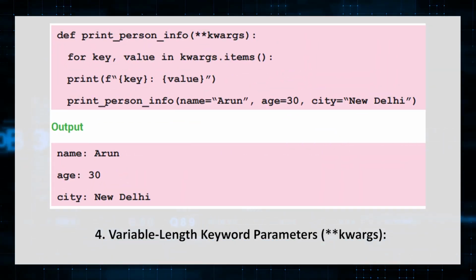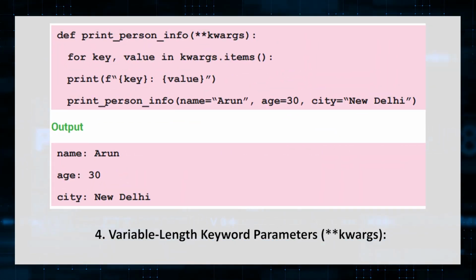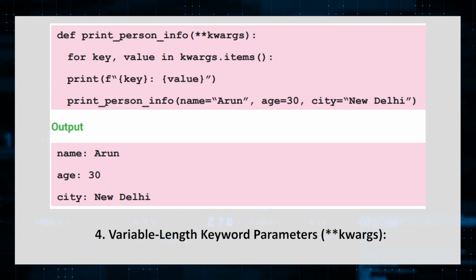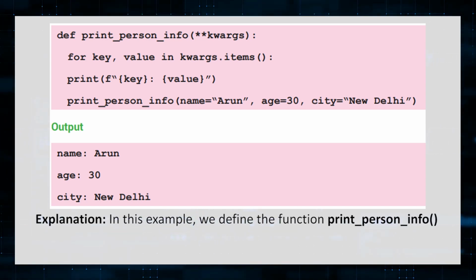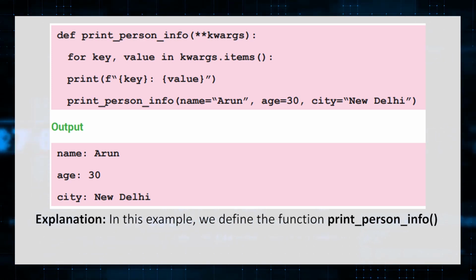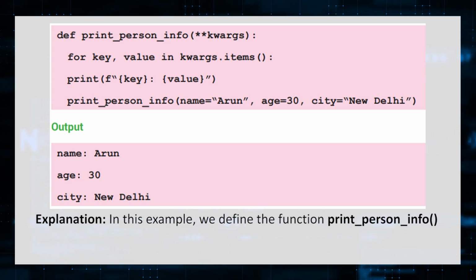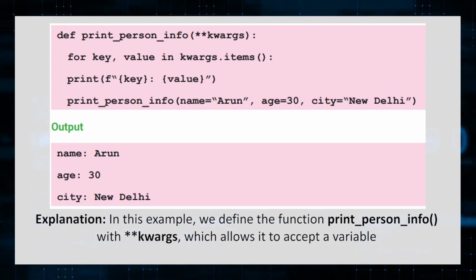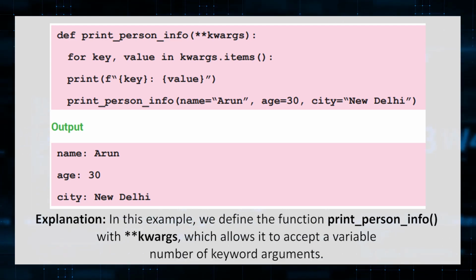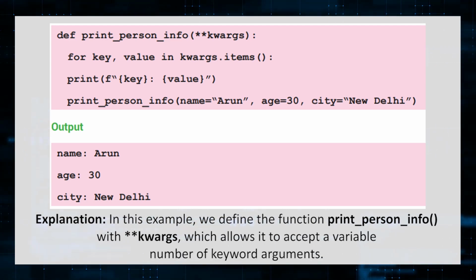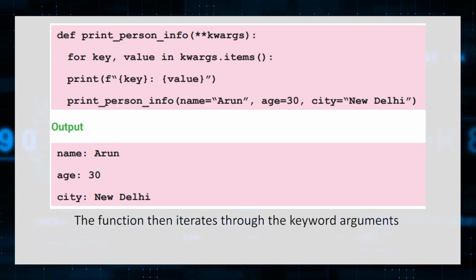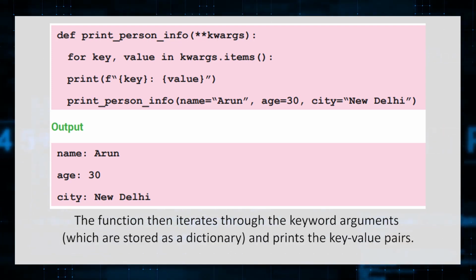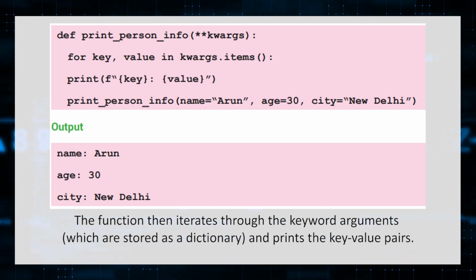Fourth, variable length keyword parameters. **kwargs. Output. Explanation. In this example, we define the function print_person_info with **kwargs, which allows it to accept a variable number of keyword arguments. The function then iterates through the keyword arguments, which are stored as a dictionary, and prints the key value pairs.